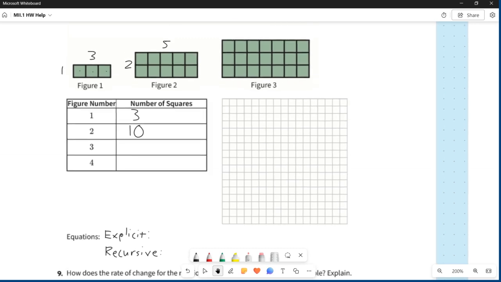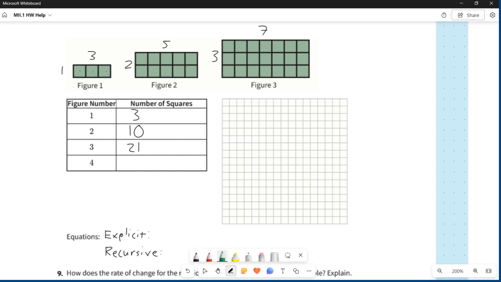This same strategy should work for figure 3. If you go ahead and count them up, you'll get 21. But even easier than that, in my opinion, is the height is 3, the width is 7, the area represents the number of squares, and 7 times 3 is in fact 21.